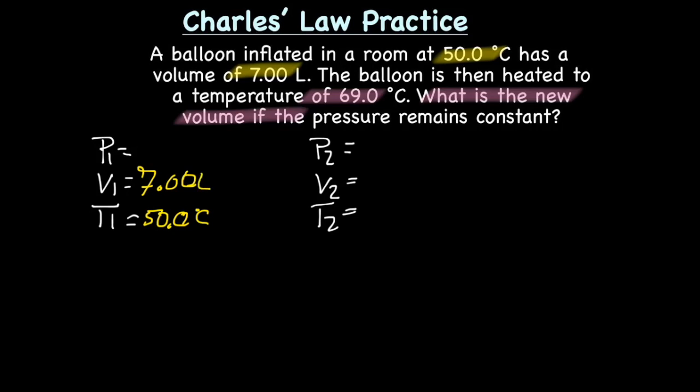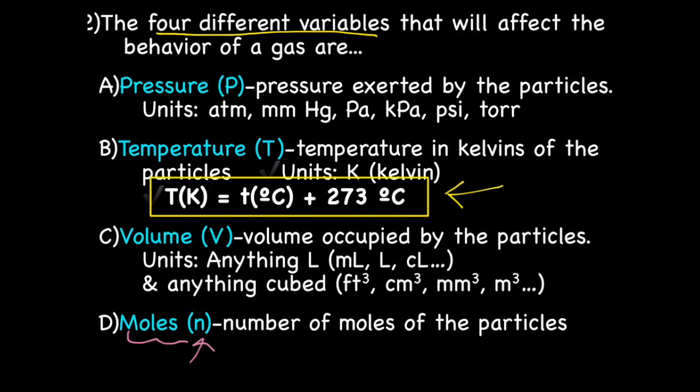We have a temperature 2 of 69 degrees Celsius and a volume 2 of X. And we're going to ignore the P's. Now, there's one issue here. If you look, we have degrees Celsius. If you remember, temperature for gas laws is in kelvins. We have to use the units Kelvin, which means we need to use this equation. Temperature in Kelvin equals temperature in Celsius plus 273.